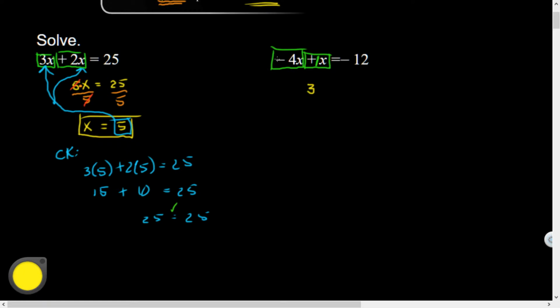Which has the bigger absolute value is the way mathematicians said it. Whose sign am I taking, the negative or the plus? The negative, because 4 is further from 0 than 1 is from 0. So this is negative 3, and these are measuring x's. Right? So negative 3x's. Negative 4x plus 1x is negative 3x's. Equals, here, that's a negative 12.